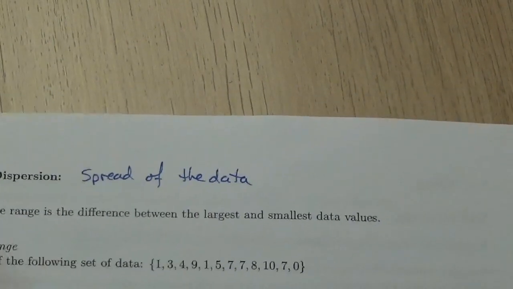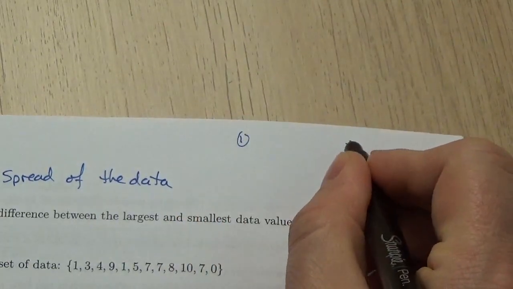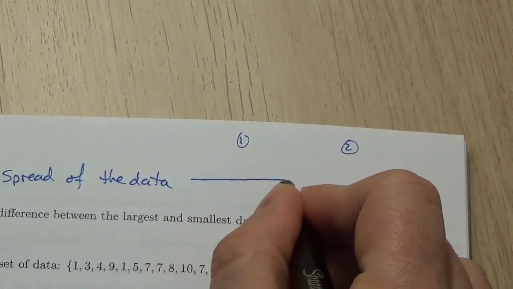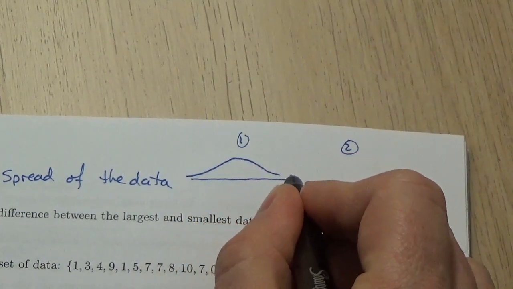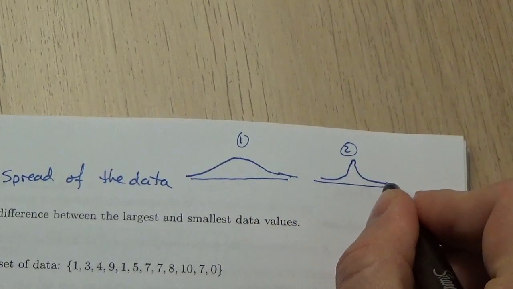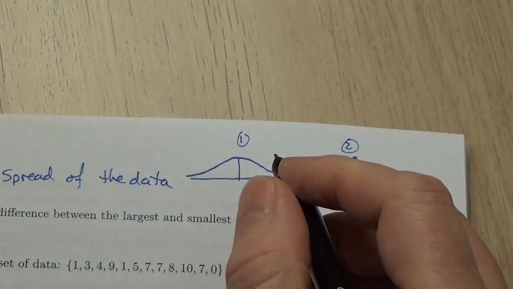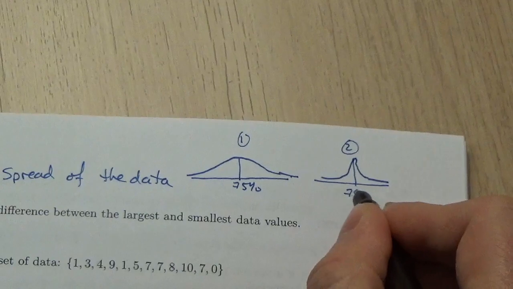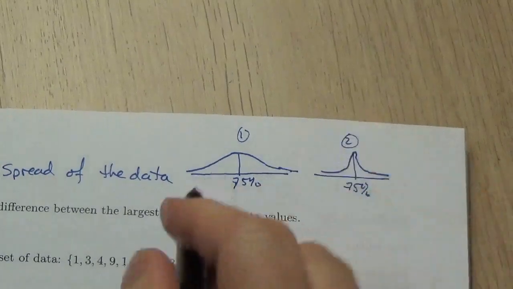Just to give you an idea, let's say you've got two different classes, class 1 and class 2. Here are your marks on an exam. Class 1 does something like this, and class 2 has this sharp spike there and goes down like this. Let's say this is the average of the class, and this is the average of the class. And let's say both classes average, I'm just throwing out a number, 75%. So the mean is the same for the two classes. They're both 75%. Well, which class did better?